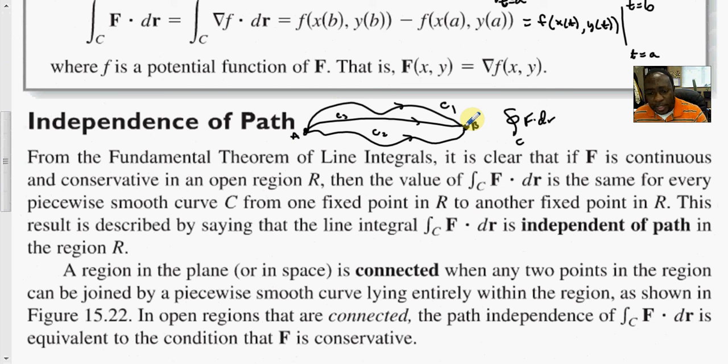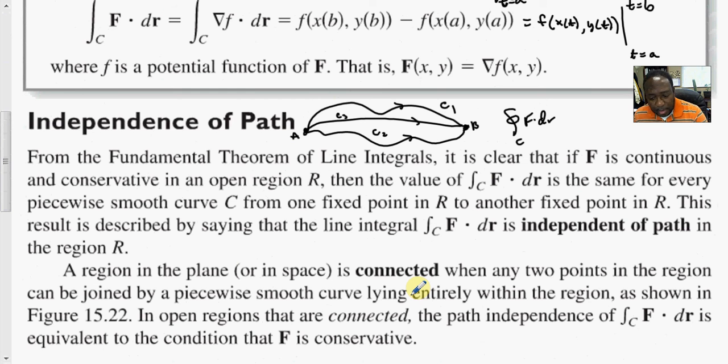Now, the region R has to be what we call connected. That is, you can't have any jumps. You can't go out of the region and then come back in to get from point A to point B. So here, a region must be connected in order for that line integral to be independent of path on the region.